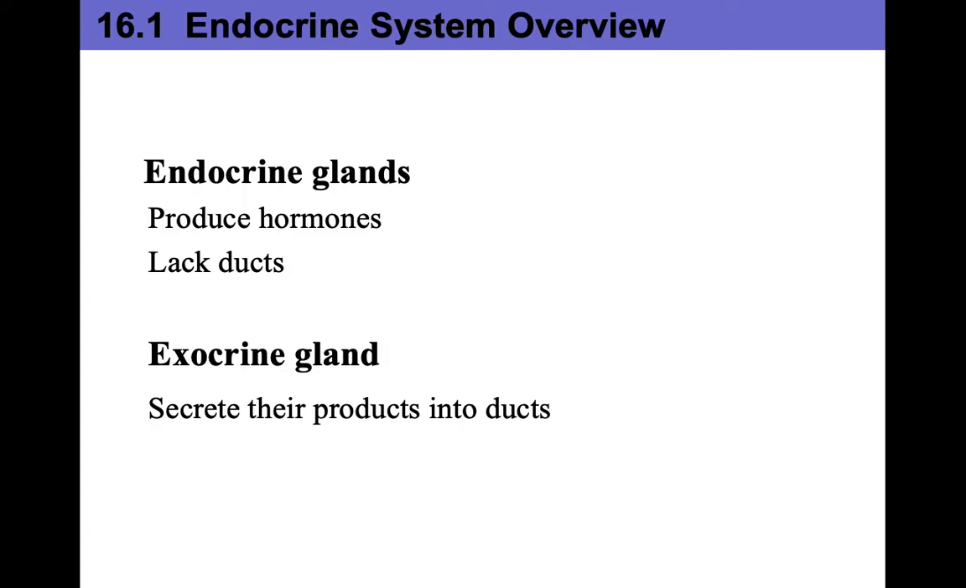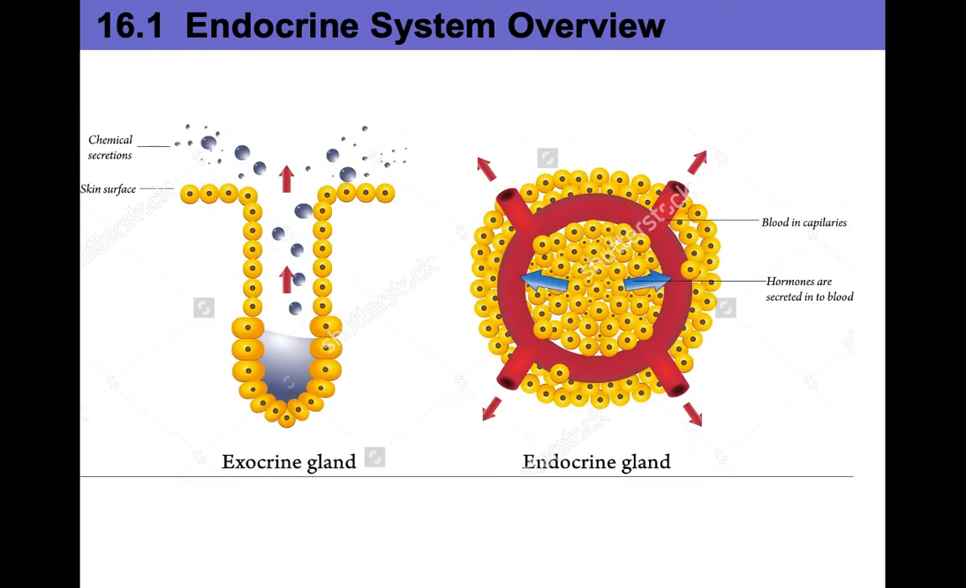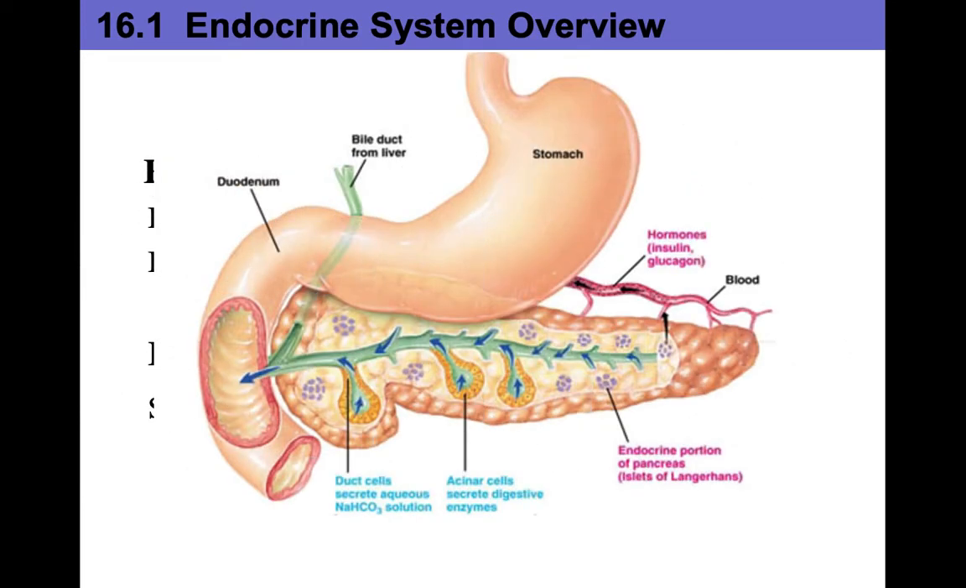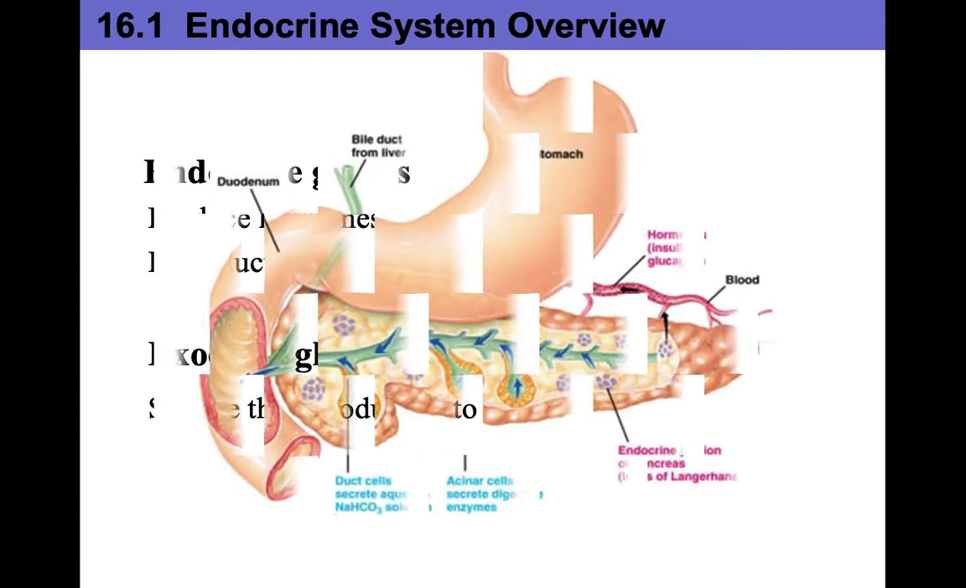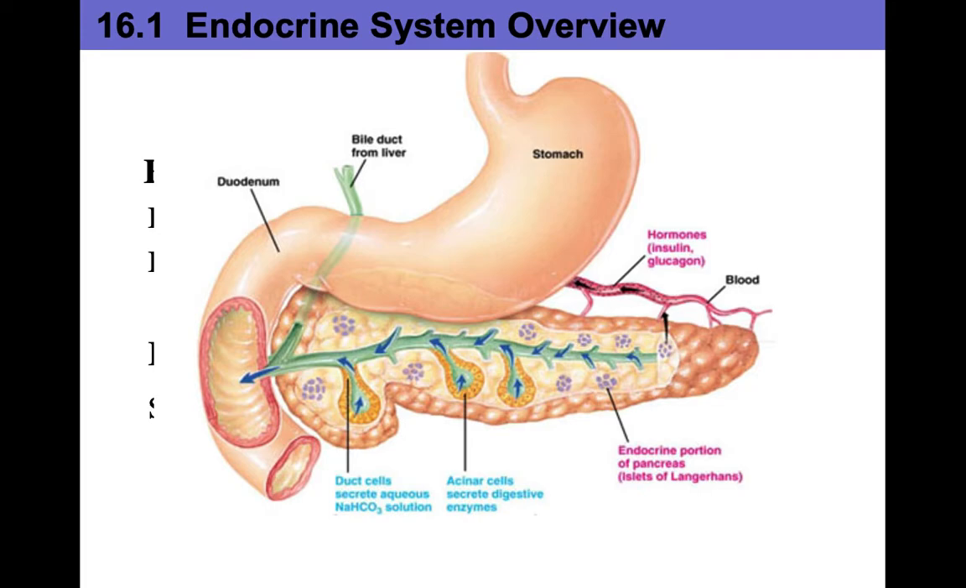What's an endocrine gland? What's an exocrine gland? I've already had you memorize this. This should be pretty easy. Know the differences. There is one exception to the rule here. Remember, the pancreas has both endocrine and exocrine glands. So please know that. The pancreas is an exception to the rule.